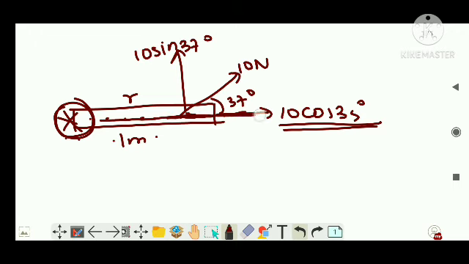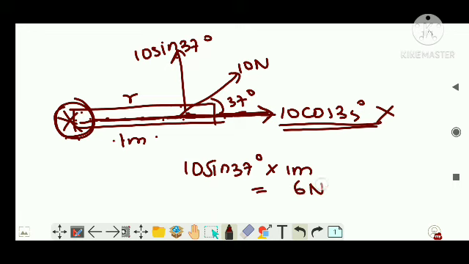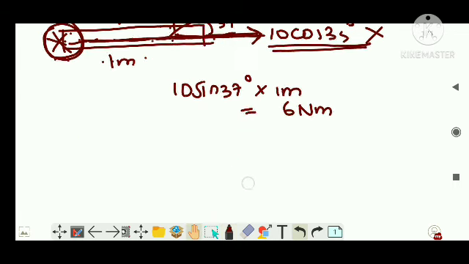Since this 10 cos 37 degree is along the axis of rotation, I can say, or along the moment arm, this is not causing any torque. So torque is caused by the 10 sin 37 degree component, that is the force, into the perpendicular distance, which is this r, 1 meter, right? So the calculation you will get is 6 Newton meter, right? Sin 37 degrees is 3 by 5.